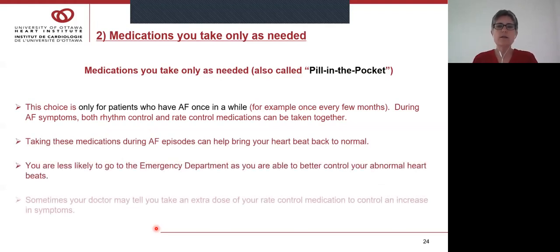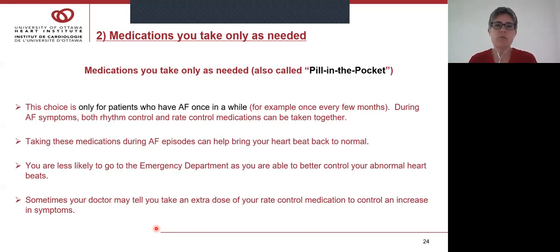There's another way to take medications for atrial fibrillation, and this is called pill in the pocket. Some of our patients only have episodes once in a while, like every few months or maybe a few times a year, that are often highly symptomatic and bring them into emergency for an electric cardioversion. The goal with pill in the pocket is to give people more control over their episodes and manage at home so they don't have to go to emergency. This can be a combination of rhythm control and rate control, or one or the other, depending on the medication.